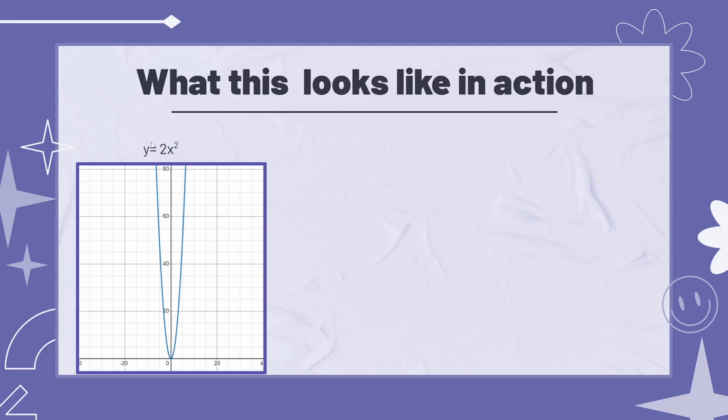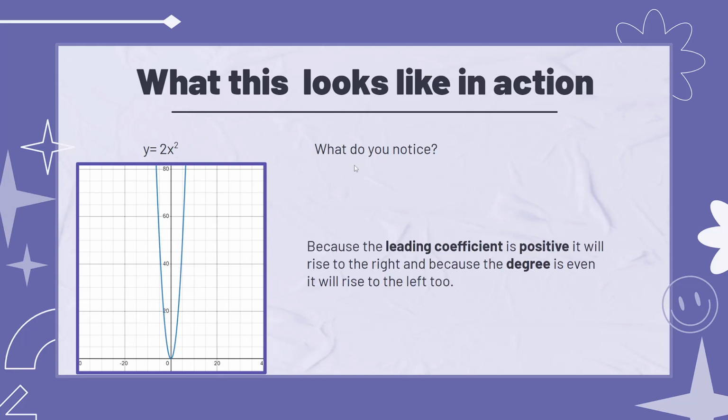First, we have the function y equals 2x squared. What do you notice about this function? I notice that it rises to the left and rises to the right, and this is because the leading coefficient is positive and the degree is even. That's why both of these lines trend upwards.